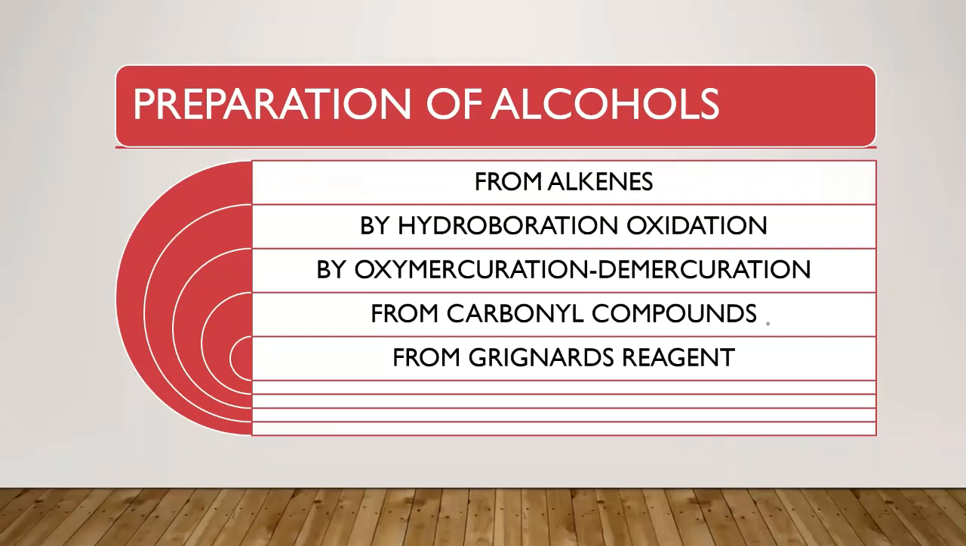Dear students, let us understand the preparation of alcohols. There are various methods by which you can prepare alcohols. The first one here is from alkenes. Second one, hydroboration oxidation. Third one, oxymercuration, demercuration. Then from carbonyl compounds, from Grignard's reagent. So let's look into the first one, how we can prepare alcohols from alkenes, my dear friends.